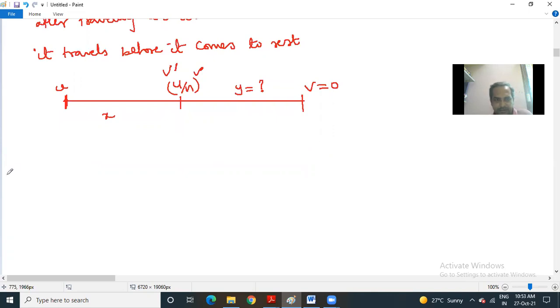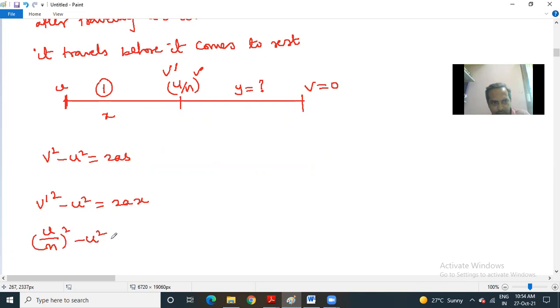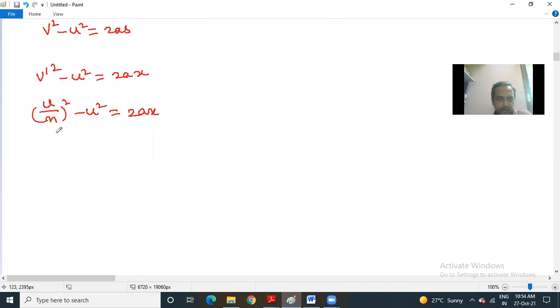Now let us make use of the equation of motion once again. v square minus u square is equal to 2as for uniform acceleration. Apply this for part 1. Therefore v dash square minus u square is equal to 2ax. Now what is your v dash? We have assumed v dash as u by n, that whole square, minus u square is equal to 2ax. Simplify it further. Take out u square common, it will be u square times (1 by n square minus 1) is equal to 2ax.